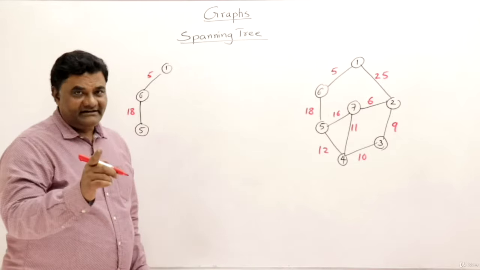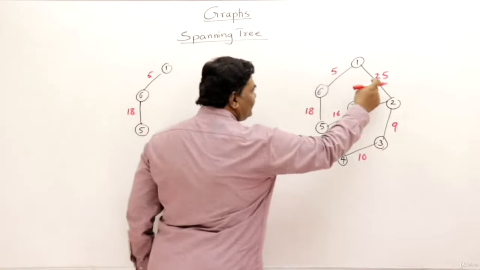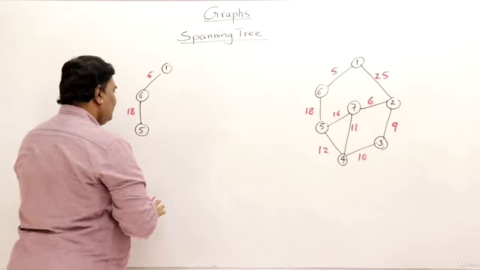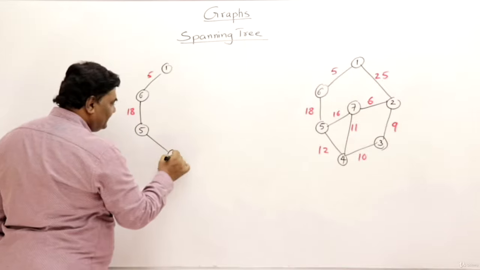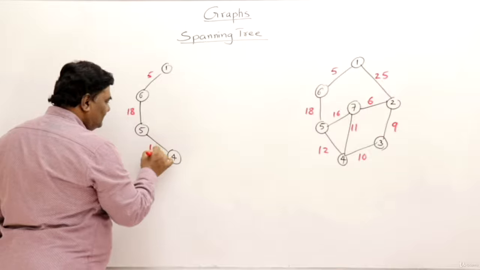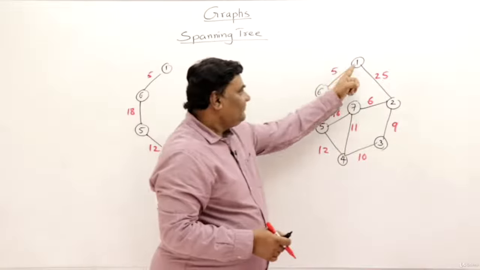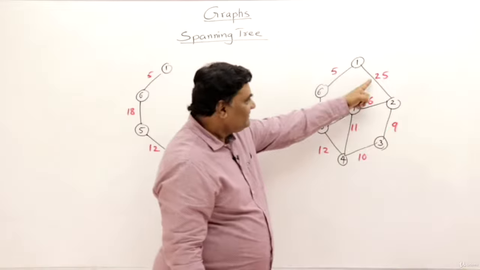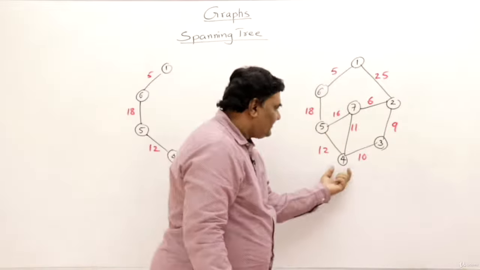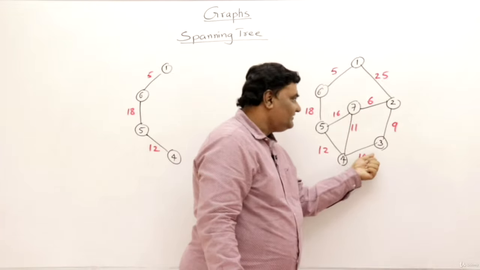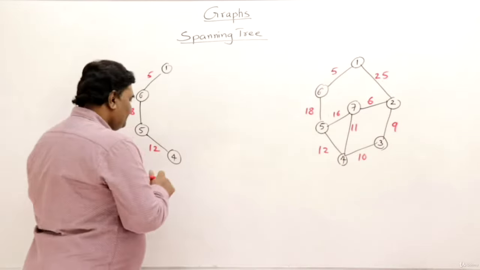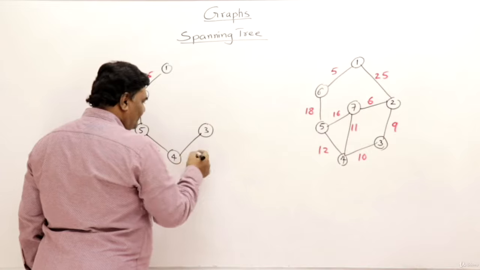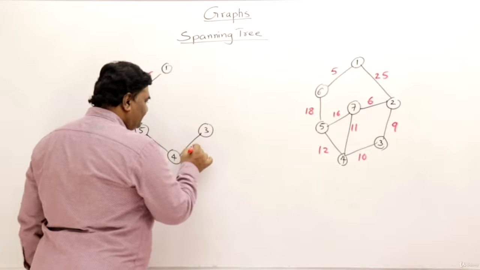Now repeat the same thing. Select the minimum but connected. So from 1 it is 25, from 5, 16, 12 and 11. So 12 is minimum. So select 12. Now next, from 1, 6, 5 and 4, find out the minimum connected. This is 25, this is 16. For this one, this is 11 and this is 10. So 10 is minimum. Take that minimum. This is 3 to 4 or 4 to 3, which is of weight 10.